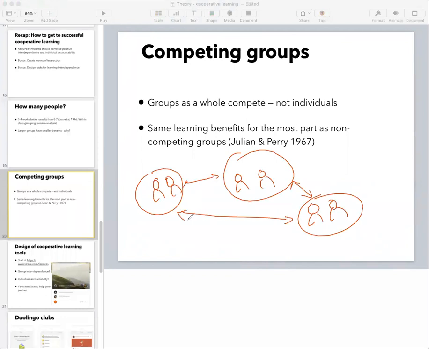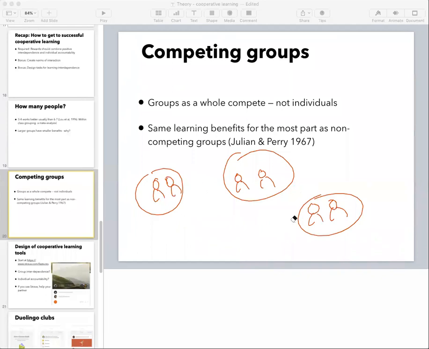But for the most part, if you remove the competition between groups, they would be just as effective as if you made them compete with each other. So from a learning engineering point of view, it's easier to design learning activities where there is no intergroup competition. So you may make your job a little bit easier by not including competition between groups. It doesn't hurt, but it doesn't help very much either.